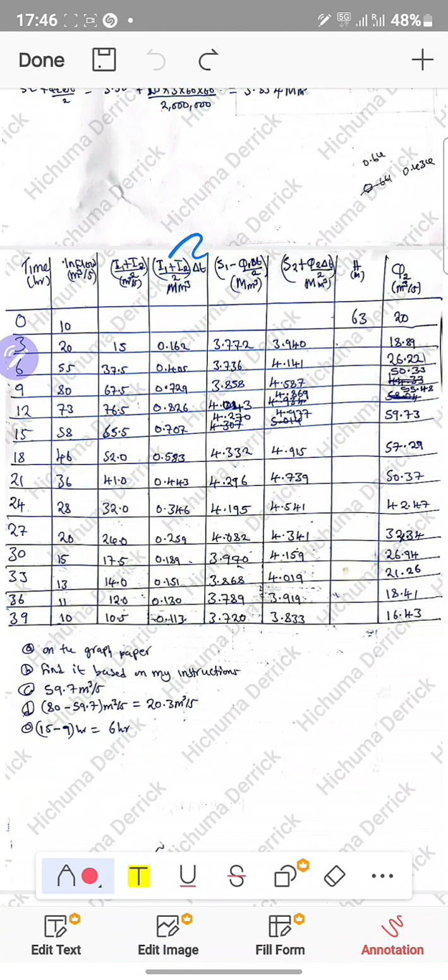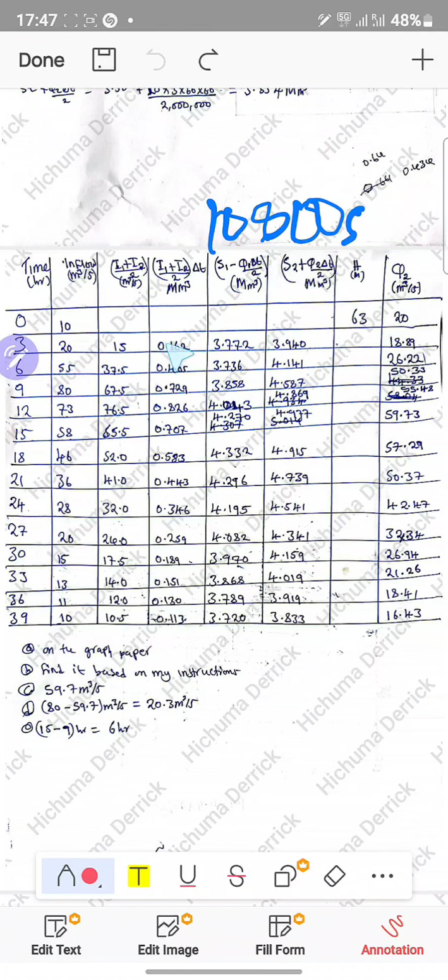Then now that we have the averages, we can multiply by the time. The change in time, remember, is 3 hours. So we convert that into seconds. We have 10,800 seconds. So when we multiply this, always remember to check the units. When we multiply this time by this one, we'll have meter cubed.